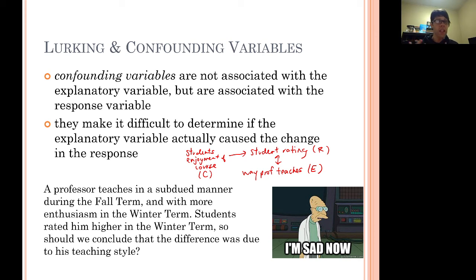So it may not be the only thing that's affecting the student rating. I mean, certainly the way the prof teaches probably affects the student rating as well, but there could be other things in the background that could also be affecting the student rating. And that would be considered a confounding variable if it's only connected to the response.